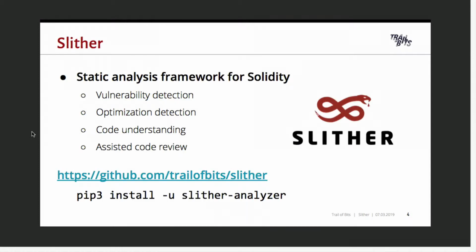So Slither is a static analysis framework for Solidity. It has 4 main use cases: the detection of vulnerabilities, the detection of optimizations, help to review and understand code through visual representation, and finally, as a generic static analysis framework, it allows you to build static analyses on top of its core. It's open source, and you can install it through pip. It has almost no dependencies.